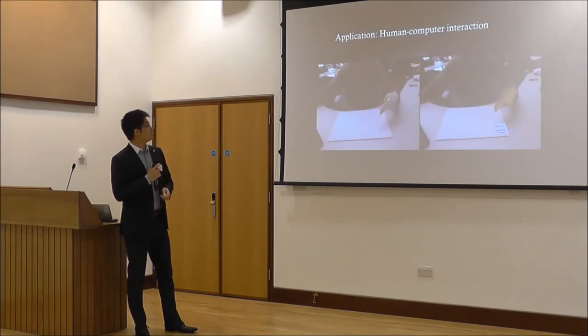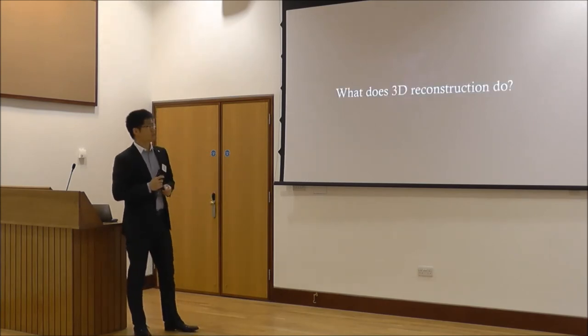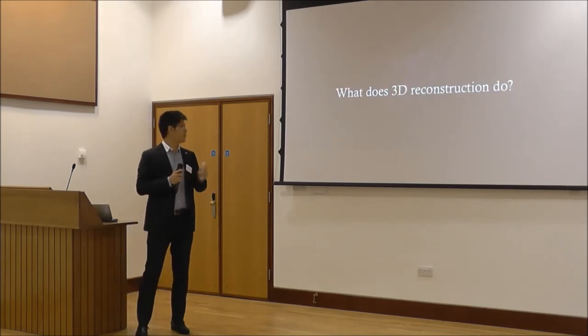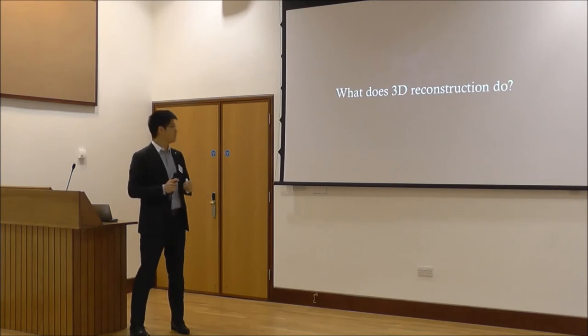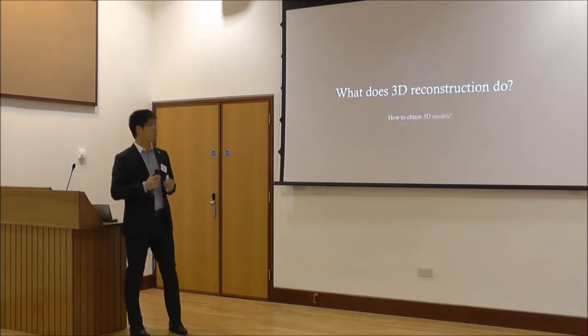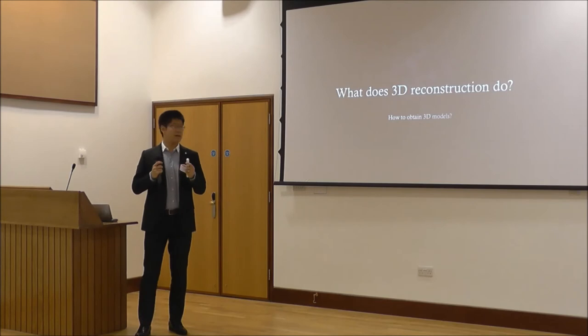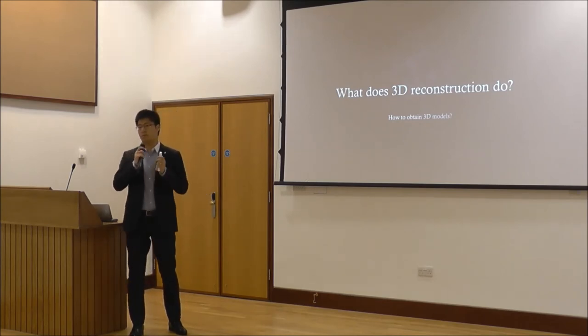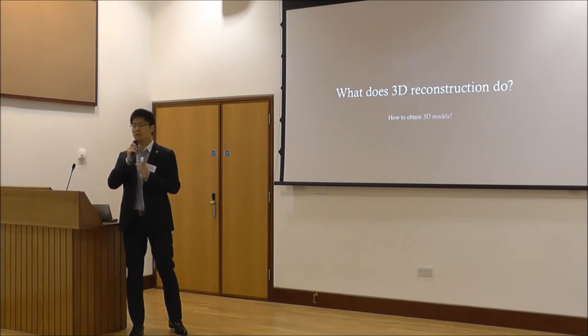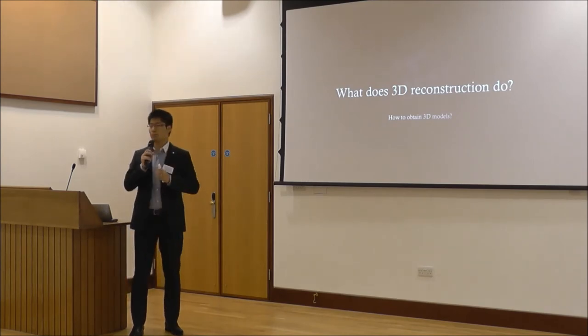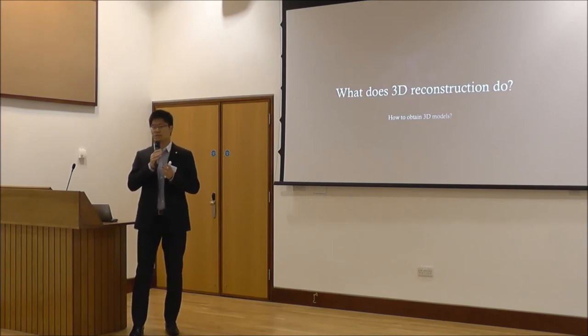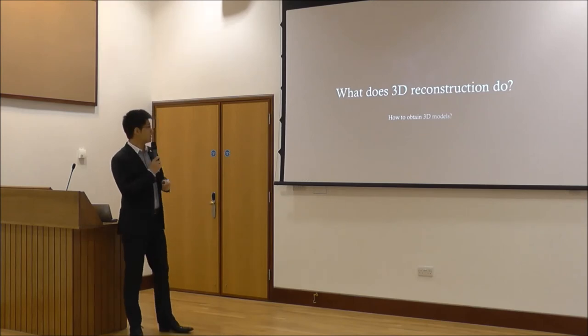Okay, so now we're done with the tracking part. What does the second part, 3D reconstruction, do? It answers the question of how to obtain 3D models. As a matter of fact, all the previous tracking was possible because we already know the 3D shapes, the 3D models of those objects. But the problem comes back to the origin: how do we obtain these 3D models if we do not know the objects?